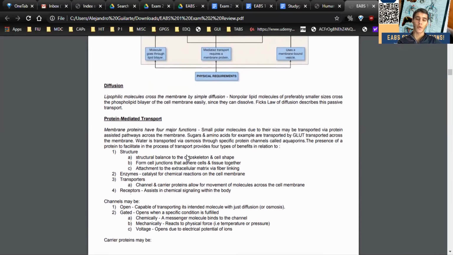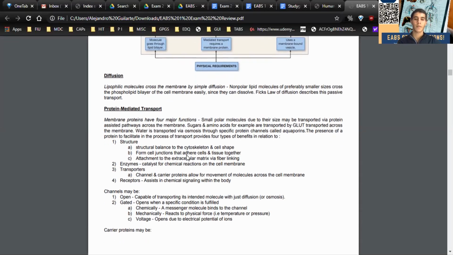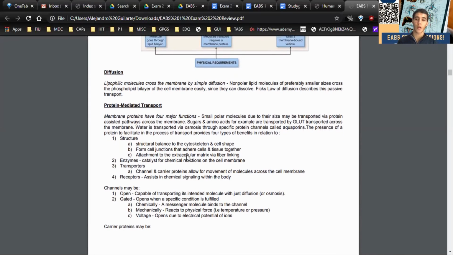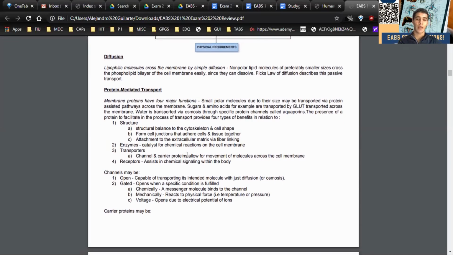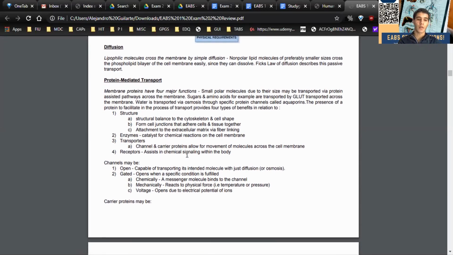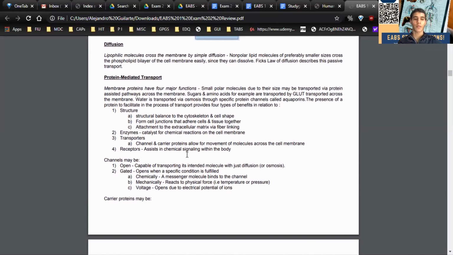But small polar molecules are able to be transported with the help of protein-mediated responses. These proteins help the cell in four general ways. They provide structure, and serve as enzymes, transporters, and receptors on the plasma membrane for certain chemical reactions. They can be of two types, open and gated channels. Gated channels can be either mechanically or voltage gated, as you will learn later with neurons.